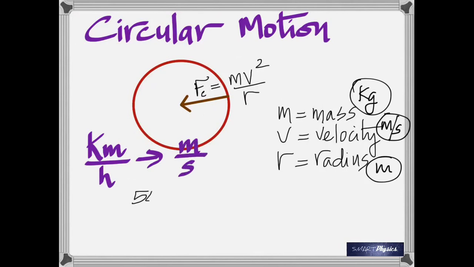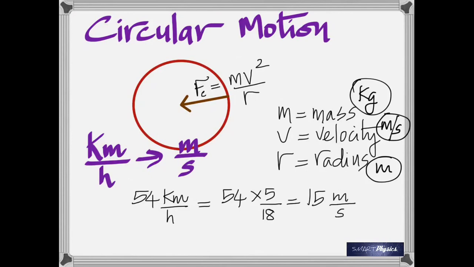Also want to show you how to change kilometer per hour into meter per second. What do you do? Multiply by 5, divide by 18. So you get 15 meter per second if it is 54 kilometer per hour.